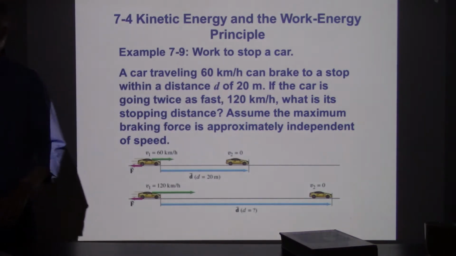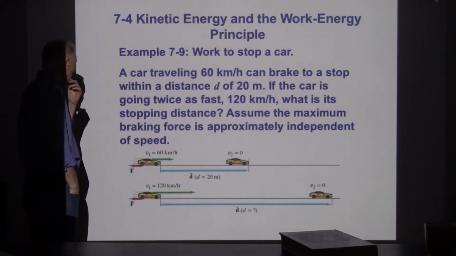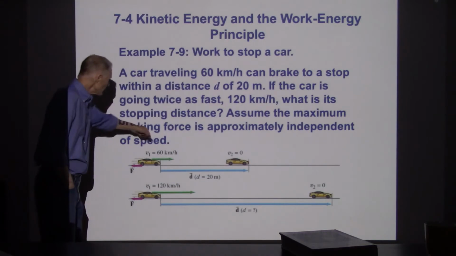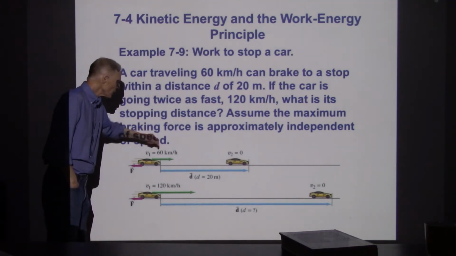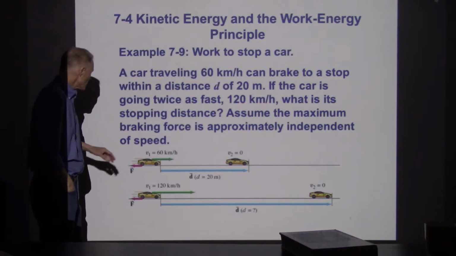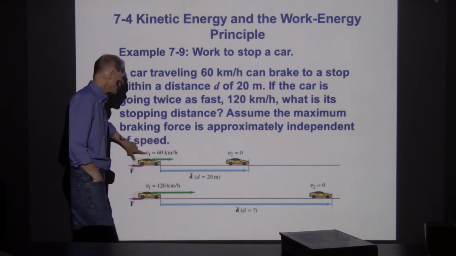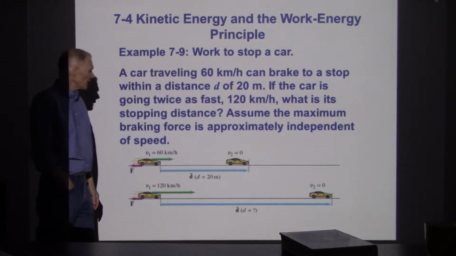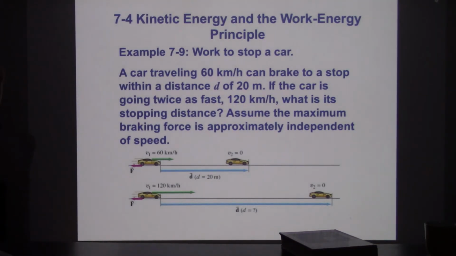Okay, now what about the work required to stop the car? We said that we have a car that sped up to some speed, and now it's going at 60 kilometers per hour, but we would like to slow it down. So we would like to have it drop down from 60 kilometers per hour down to 0, and we would like to determine what the stopping distance might be. And the stopping distance here is listed as 20 meters.